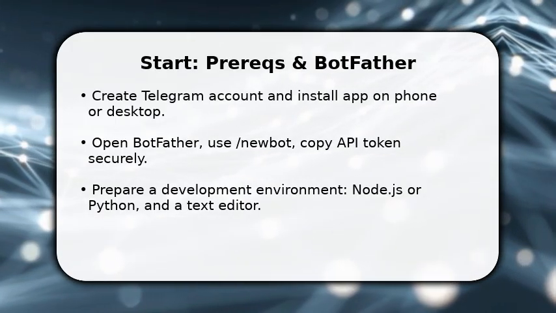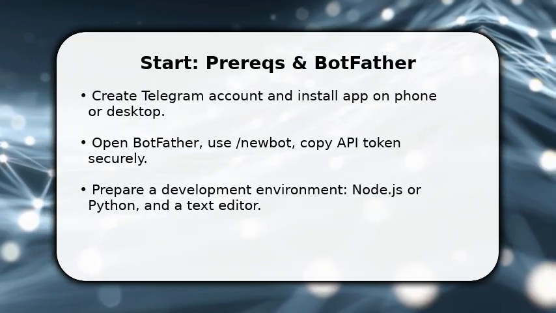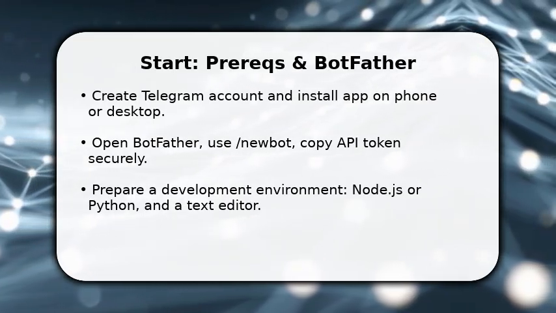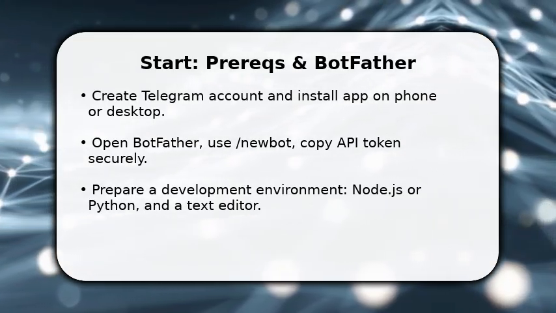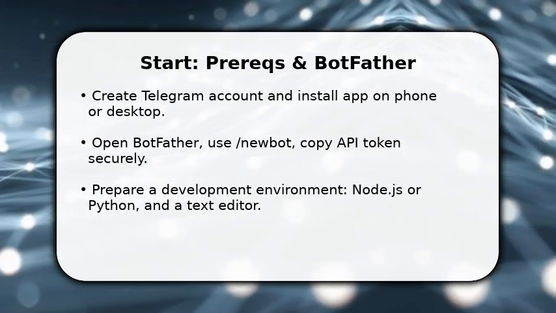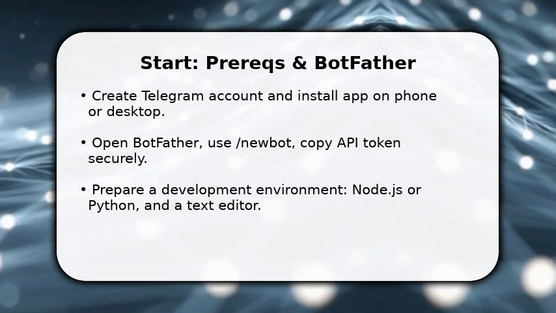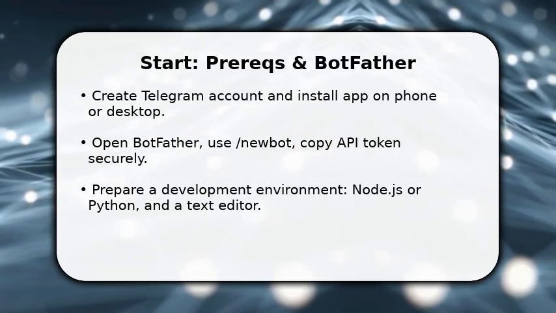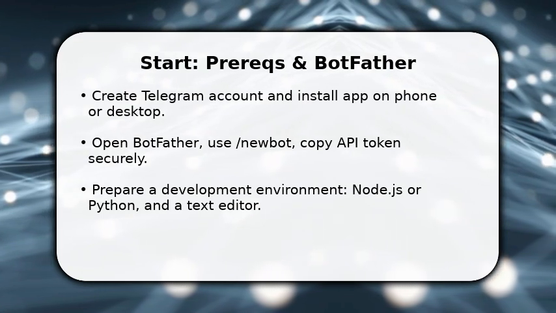Once done, set up your dev environment, install Node.js or Python, and open a project folder. Make sure to store the token in an environment variable or a config file so you don't hardcode it. This immediate setup gets you ready to write code and receive updates from Telegram right away.